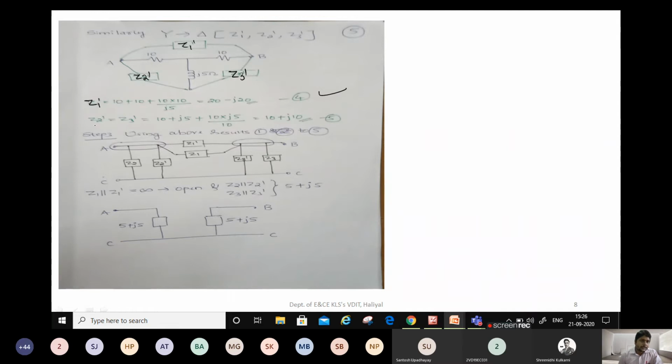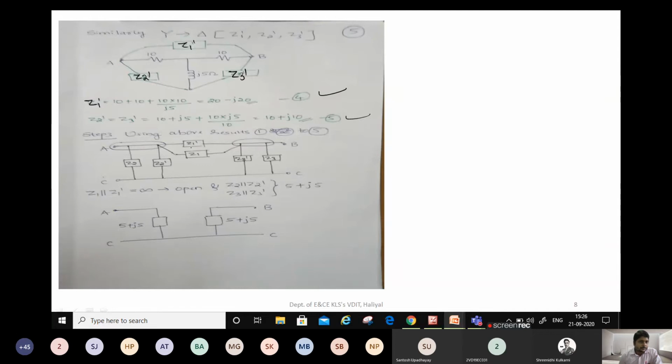And you find that same thing: Z2 dash and Z3 dash, they are the same. So you will get this equation. And if you use equations 1 to 5, you will get this network: Z1 in parallel with Z1 prime, Z2 in parallel with Z2 prime, Z3 in parallel with Z3 prime.